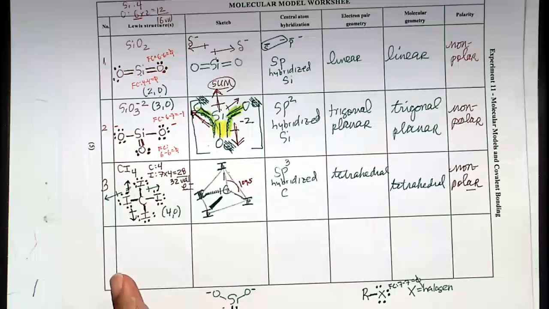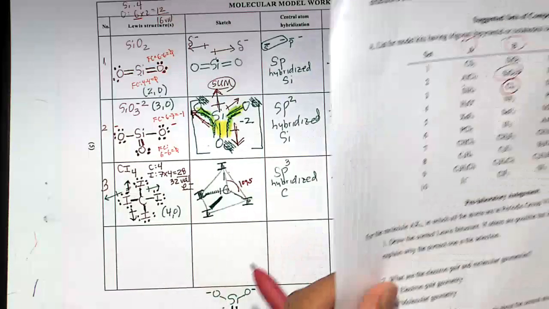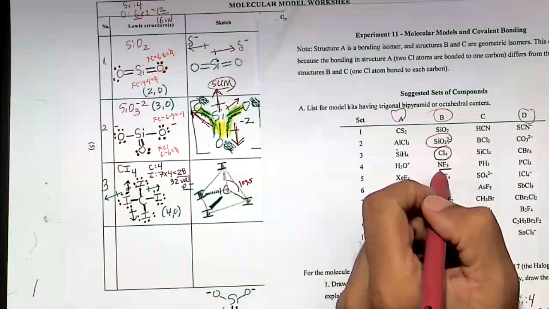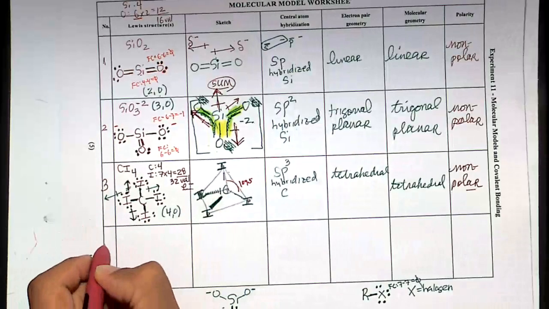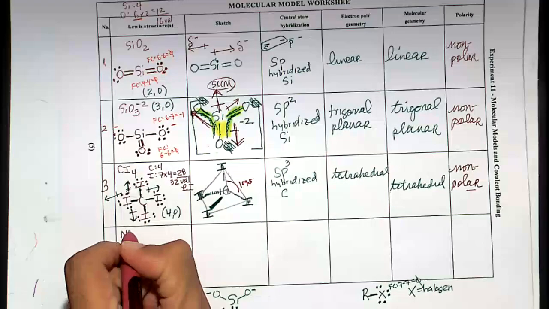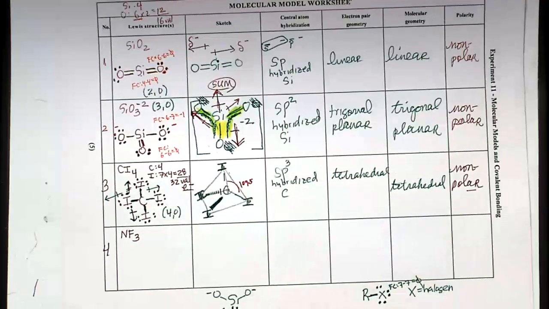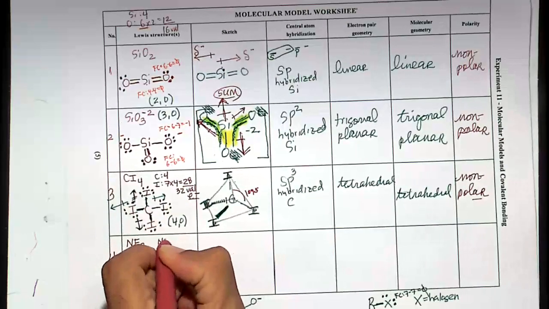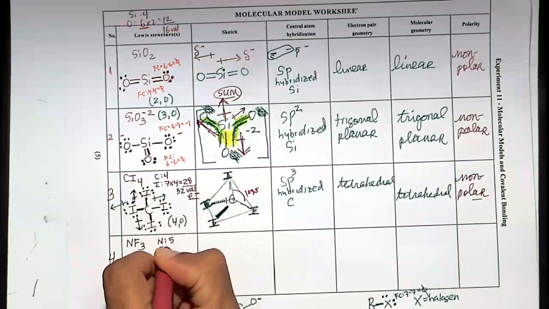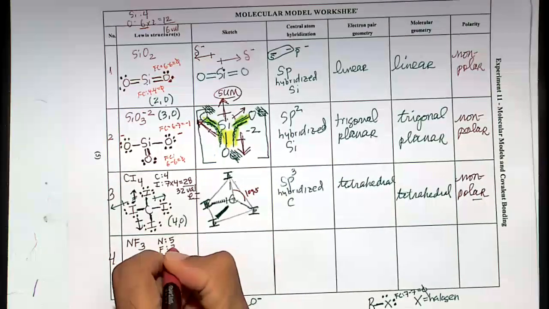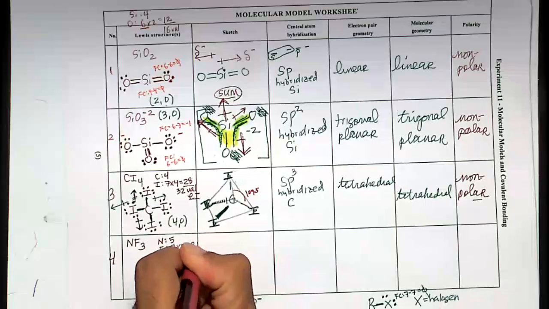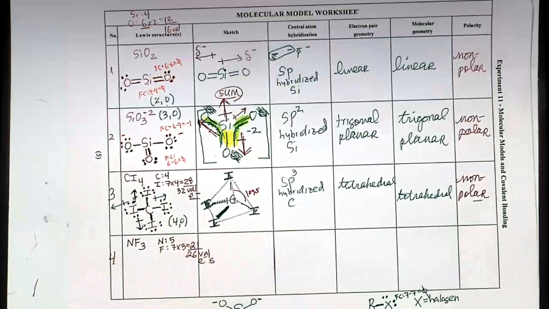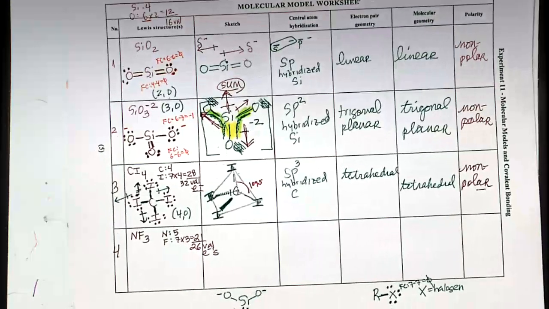Okay, move on to number 4 here. 7 more of these to go. Okay, NF3, nitrogen trifluoride. What is nitrogen happy at? 5. What is fluorine happy at? Okay, but we got 3 of those, so we got to get 26 valence electrons around NF3.